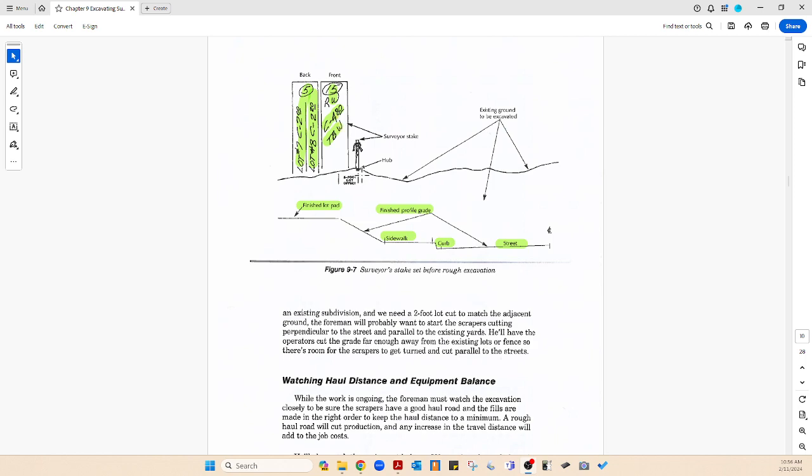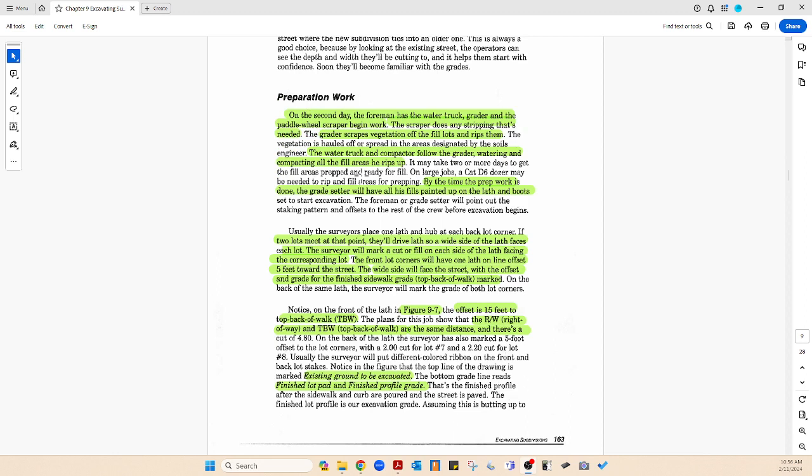Now, to back up, I want to make sure that I'm thinking this right. So let me read it as the book says it. Notice on the front of the lath, the offset is 15 feet to the top back of the walk. That's the sidewalk. The plans for this job show that the right-of-way and the top back of walk are the same distance. As we saw, both had a 15 foot, and there's a cut of 4 8/10, or 4 80/100.